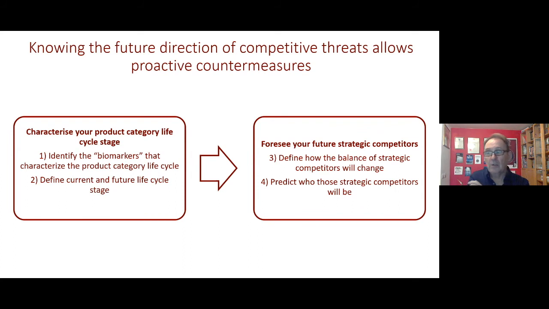Knowing that allows you to know how your strategic competitors are going to be now and in the immediate future. And if you know your market with any degree of integrity, then you can usually predict who exactly those competitors are going to be from each direction.